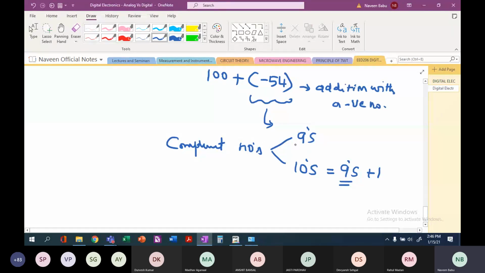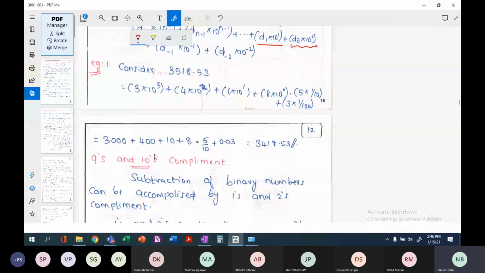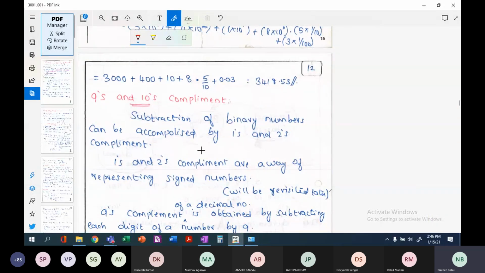Now coming to nines complement, let us take an example here. Let me go through the notes. Subtraction of binary numbers can be accomplished, not only binary numbers, even decimal numbers. In case of computers, subtraction of a binary number can be accomplished by ones and twos complement. Please note that nines and tens complement is for the decimal number system. For a decimal number system, what is the base? Our base is 10. That is the reason you have nines and tens complement.